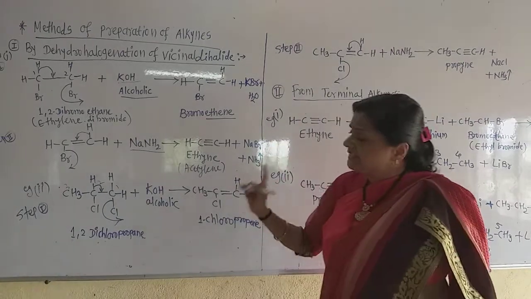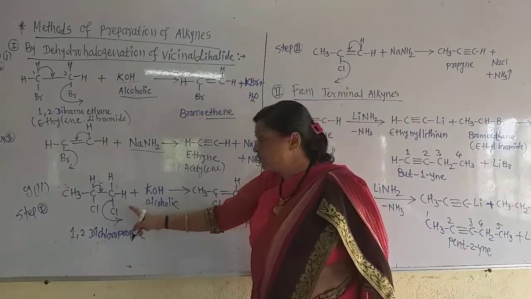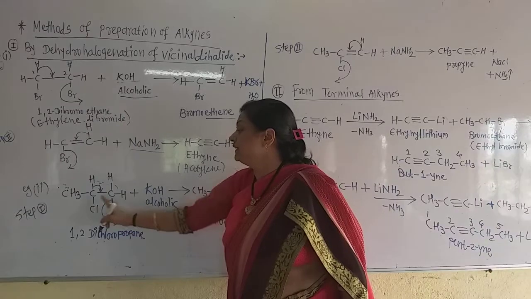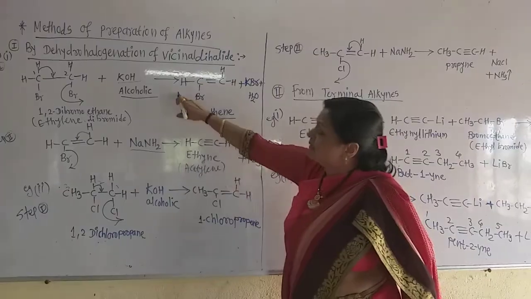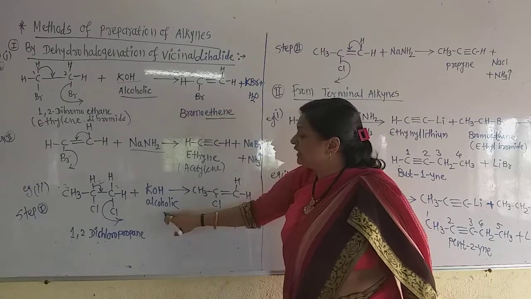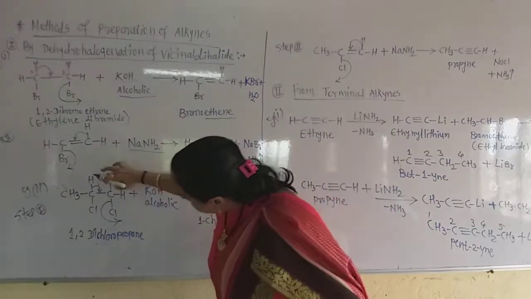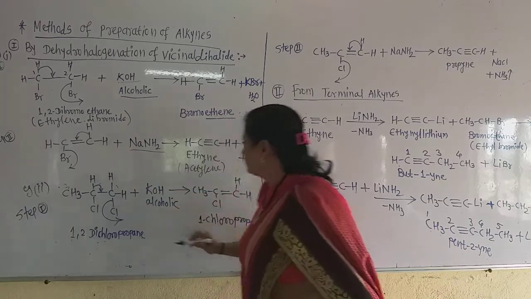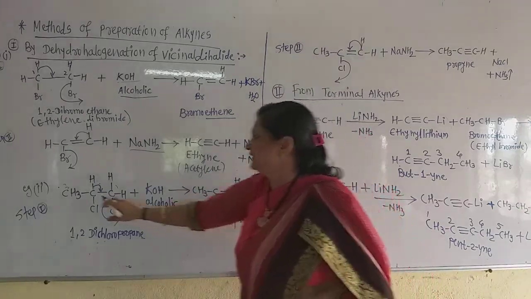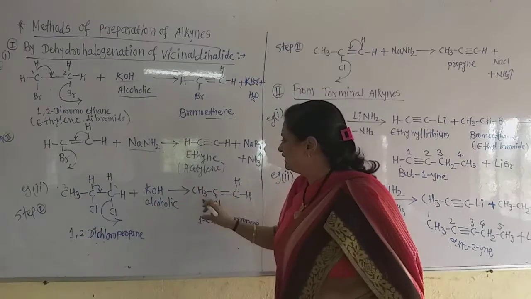But this is the vicinal dihalide, because the halogen atoms are present on the neighboring carbon atoms. These are the chlorine halogens. Again, in the first step, what happened? Alcoholic KOH is there. Again this hydrogen gives a double bond here. This is eliminated. Now this CH3 is as it is. There is no question about the methyl group.